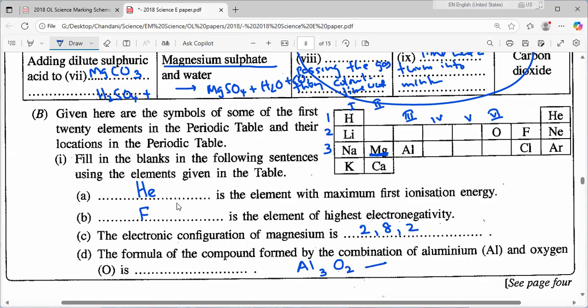Right? So we can write these as the valencies. The valency of aluminium is 3 and the oxygen is 2. To get the formula, we need to exchange these two. So we are getting Al2O3. So the aluminium oxide we can write as Al2O3.